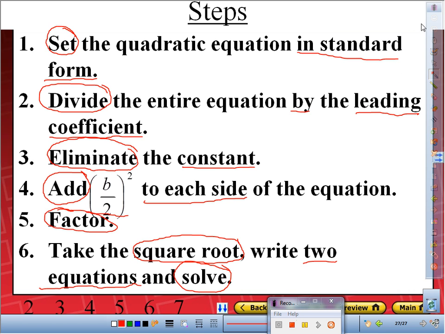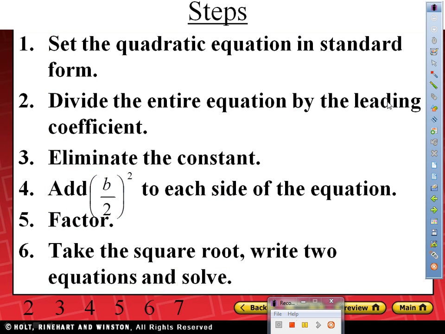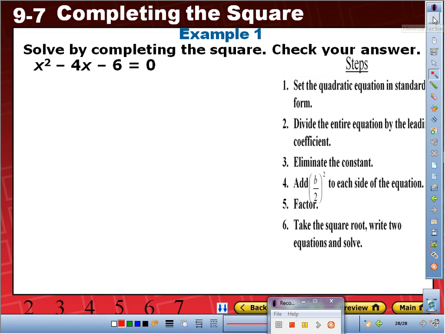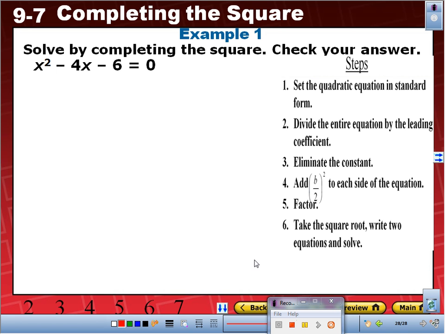I'm going to go ahead and post example number 1. Copy this one. Example 1. Copy the words, please, just the instructions: solve by completing the square, check your answer. The equation given is x squared minus 4x minus 6 equals 0. Okay?